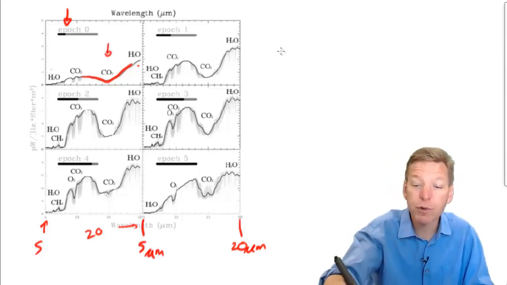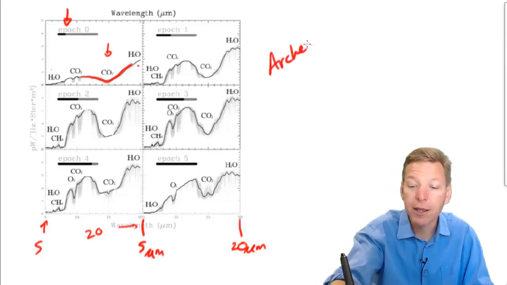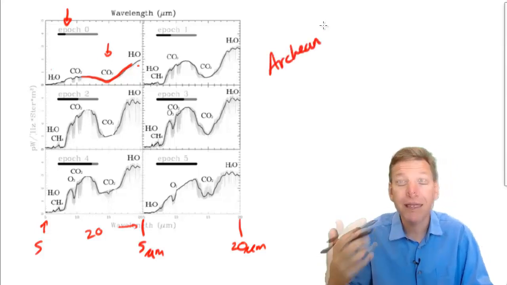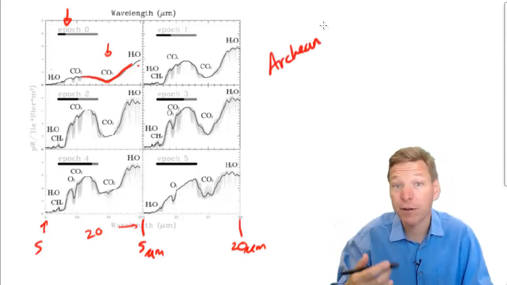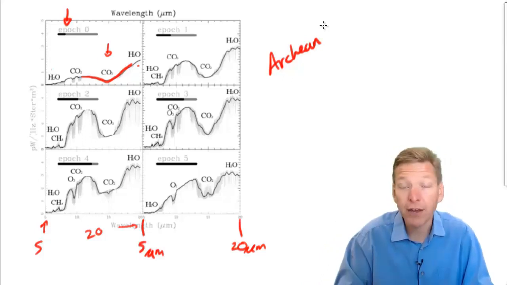What happens over time? Well, we're in the Archean period. In the Archean period, there are these archaea, these microbes that are not involved in oxygen photosynthesis.